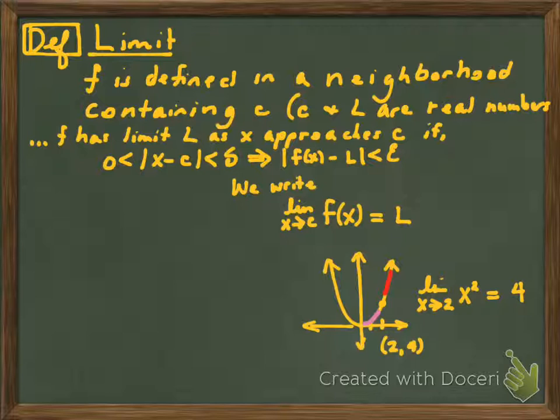Because in the limit as x approaches c, c is a specific value of x. So if I want to know what y is as I get really close to it, I plug that number in to get my y. That is all that you're going to be doing. Isn't that easy? Okay.